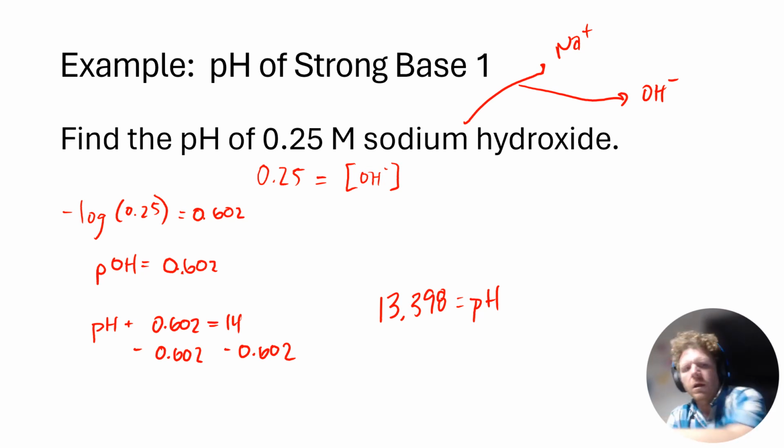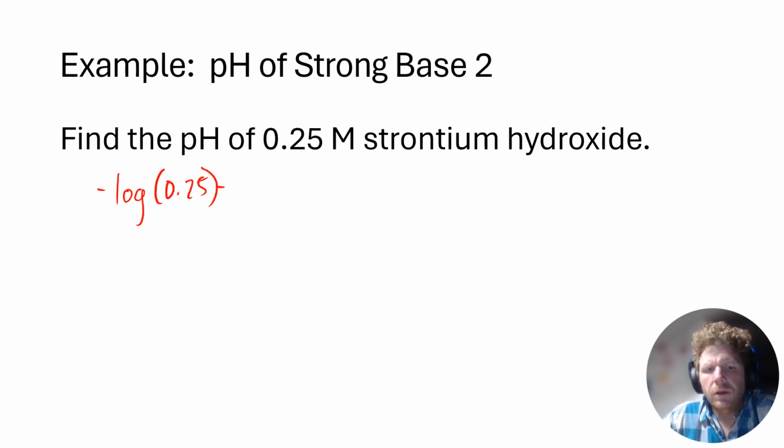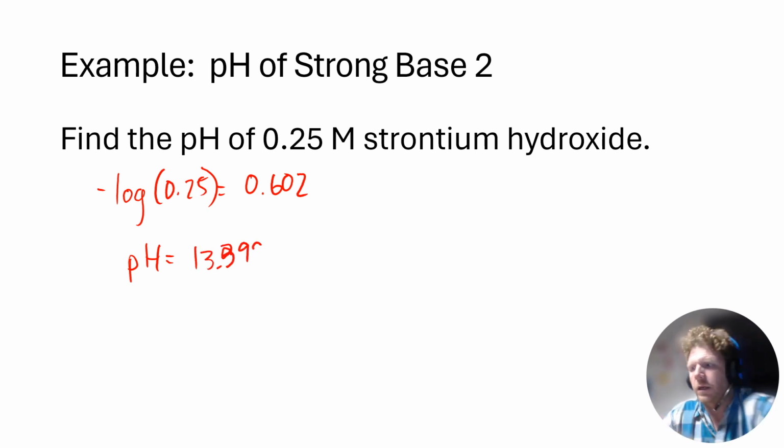Okay. Next up, the pH of a strontium hydroxide solution. It's also a strong base. Well, you know what? I think I'm going to save us all the stress of this and say, well, negative log 0.25 equals 0.602. My pH is going to be 13.398. And there we go. That's all there is to that sort of problem. Okay, I hope that was helpful.